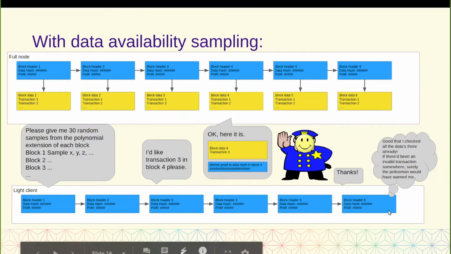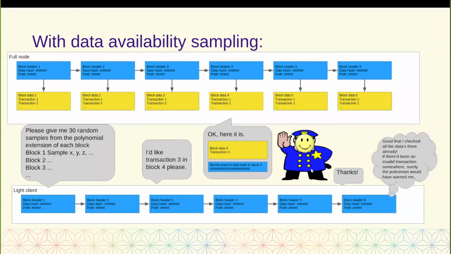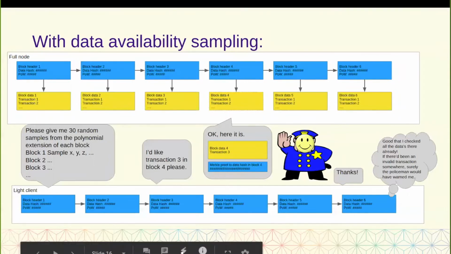So they are like, well, it's good that I've done all these checks, because if there had been an invalid transaction, I now know that the data would have been available to everyone. And so there would have been some full node that would have alerted everyone and created this very simple fraud proof that shows to everyone that some invalid data was on the chain.